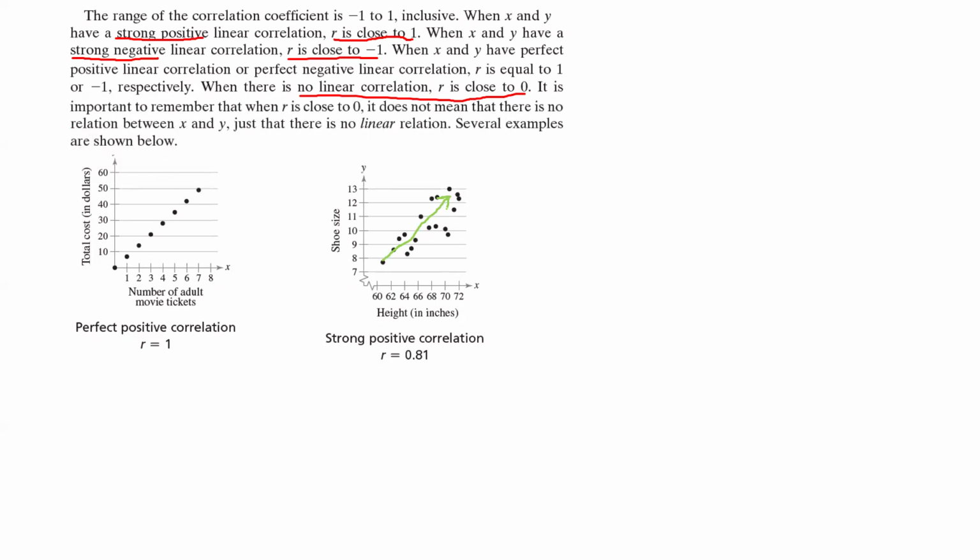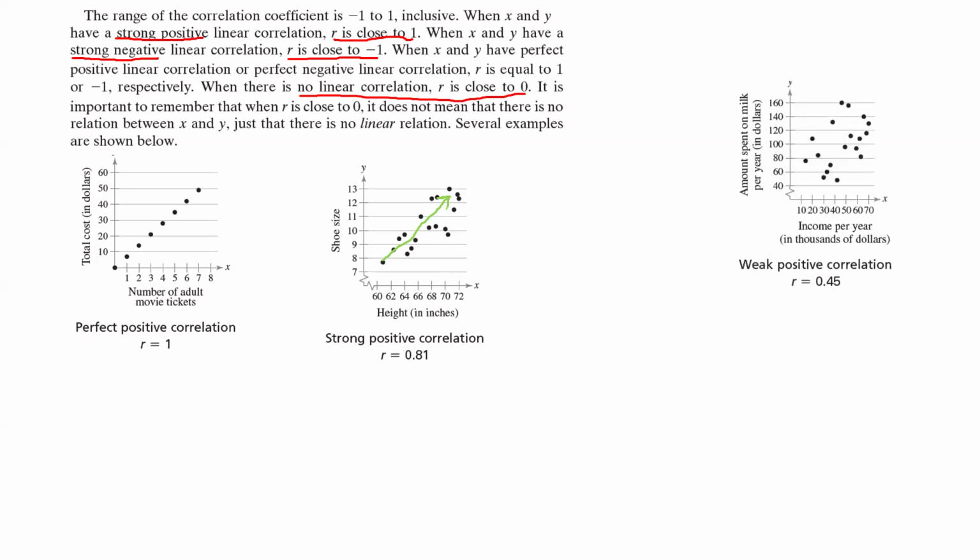It's important to remember that when R is close to 0, it doesn't mean that there is no relation between x and y. You might have a relation, but it might be a nonlinear relation. In this case, R is 0.45, and we see a weak positive correlation. It's very difficult to detect that line.